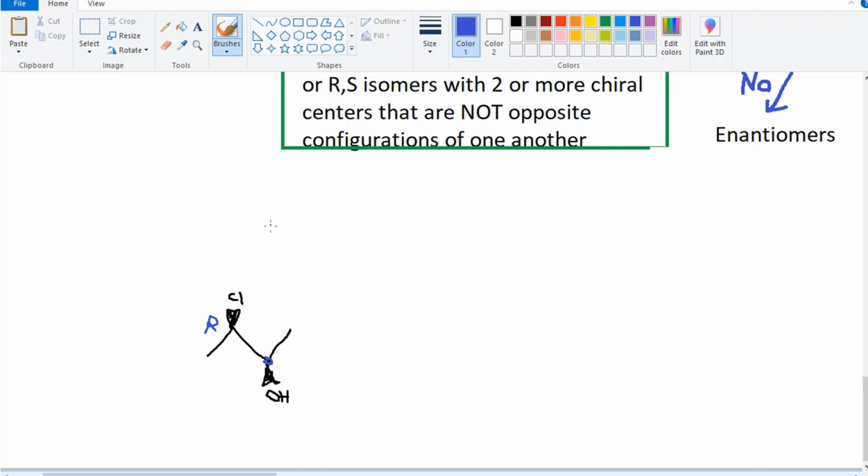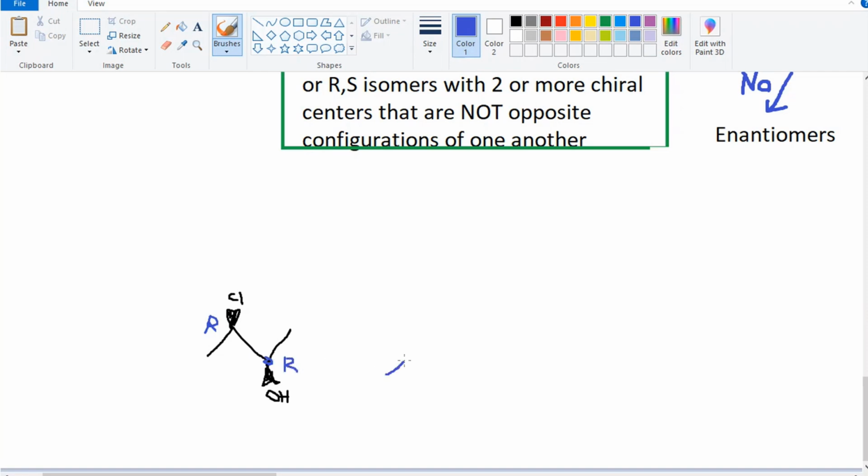It'd be R as well, because this would be number 1, 2, 3. And then the hydrogen's in the back, so it ends up rotating like this, right? Clockwise, and clockwise would be R if the lowest priority group is in the back. So I'll remove those designations and just write the designation. This is an RR.